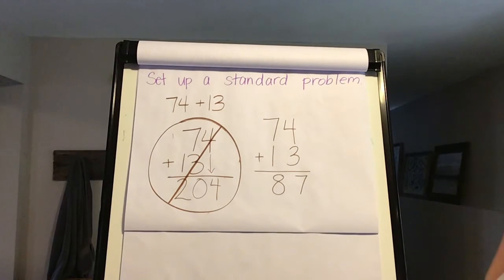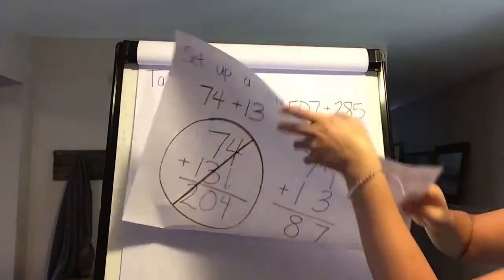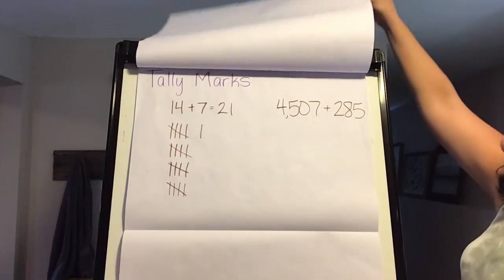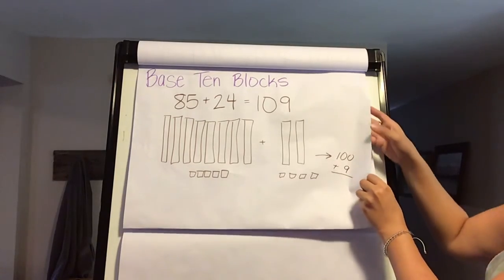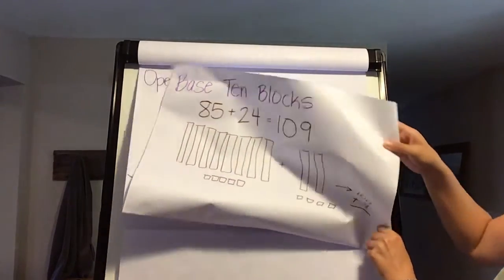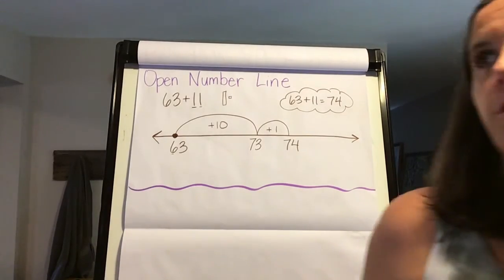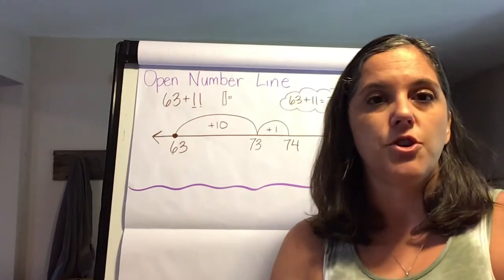So that's everything you missed. Just real quick, we did a standard problem where you're writing it out as a strategy. You could do tally marks if it is a small enough number to deal with. You could draw yourself base 10 blocks to do some adding, or you could do an open number line to do some adding. So those were the strategies we just refreshed our memories on, and I'd like you to try to choose one or two of those to do your problem of the day.